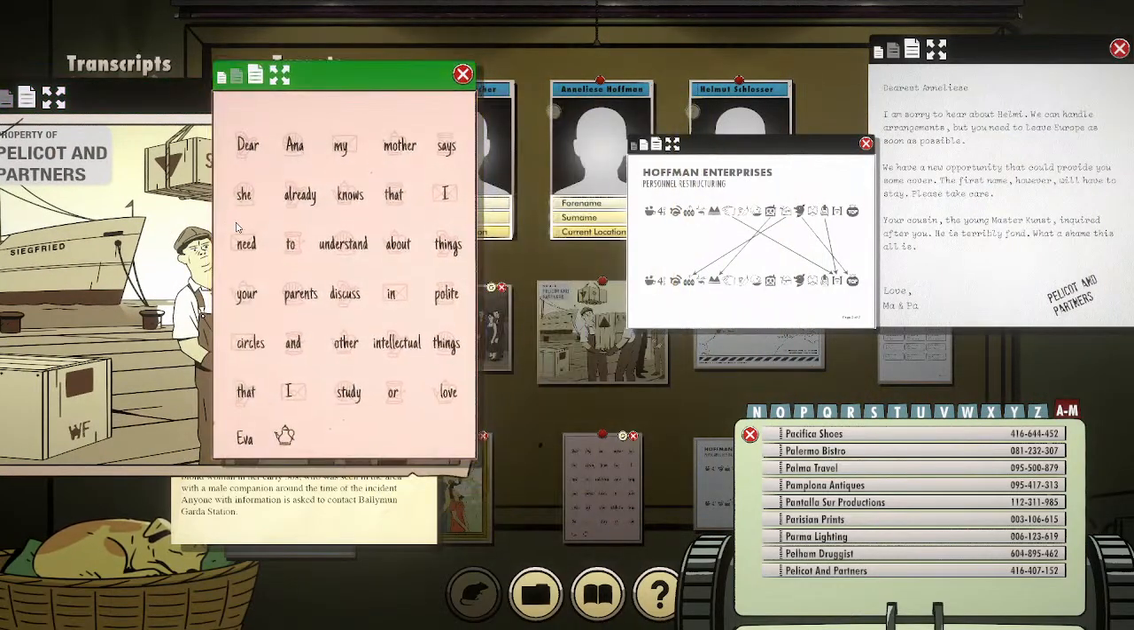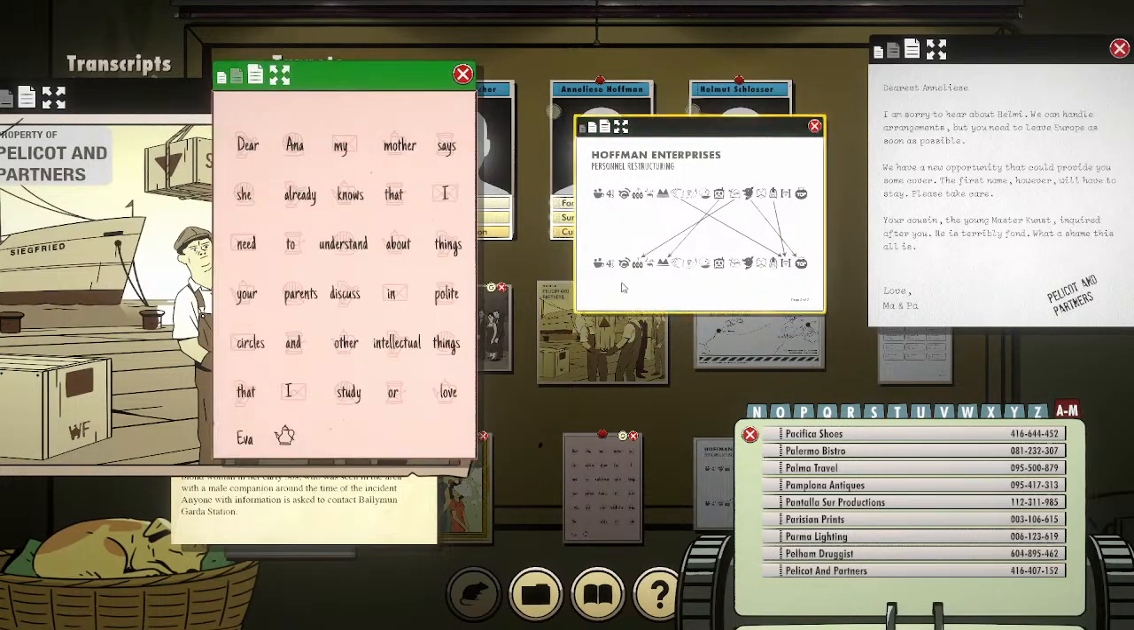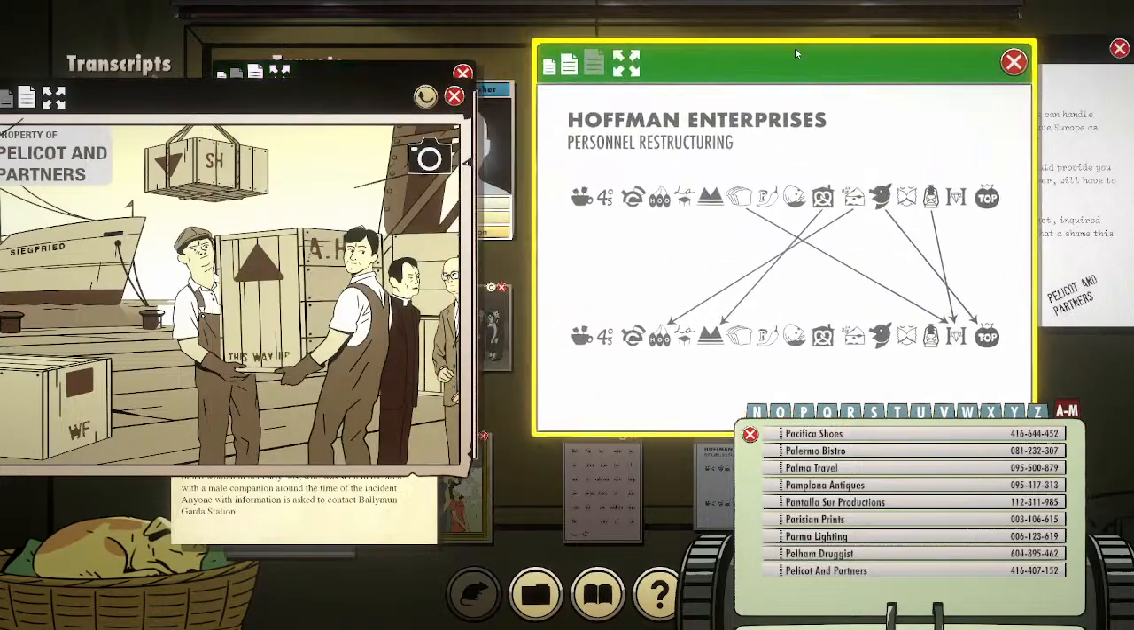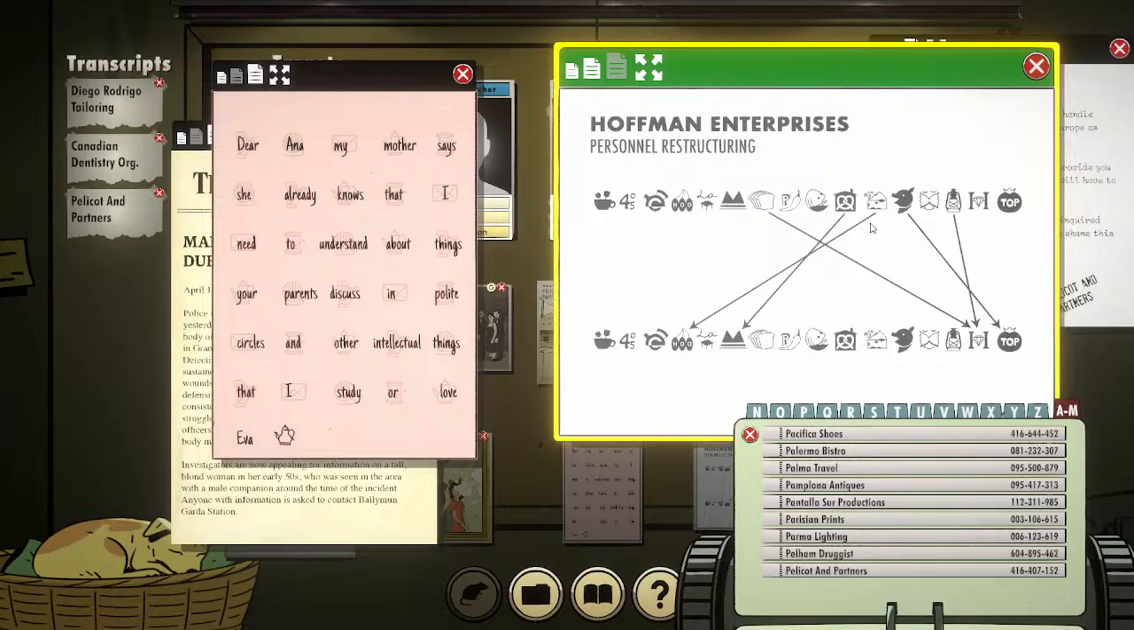Dear Anna, my mother says she already knows that I need to understand about things your parents discuss in polite circles and other intellectual things that I study or love.